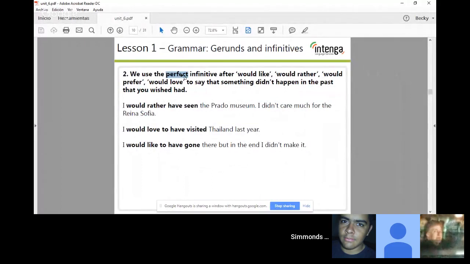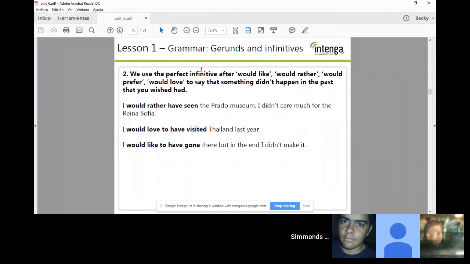So in any perfect tense, present perfect, past perfect, future perfect, etc., we always need to have the verb have plus the past participle. So here, have seen, have visited, and have gone.